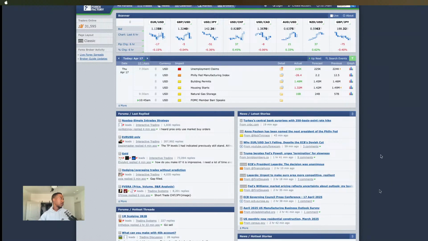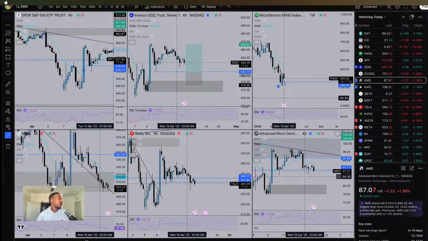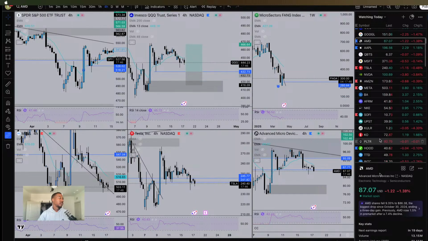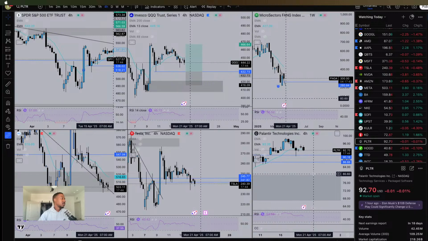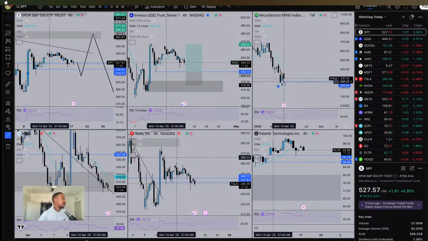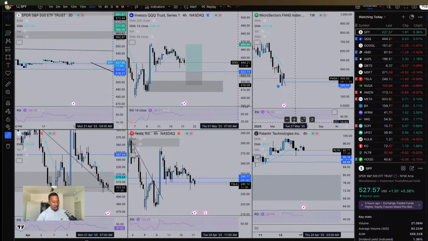Double bottom on Palantir. What time frame? Here, let's see. Where's Palantir? Right, Palantir's at break even on the day. Oh, wrong chart.